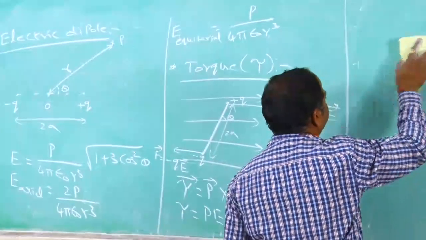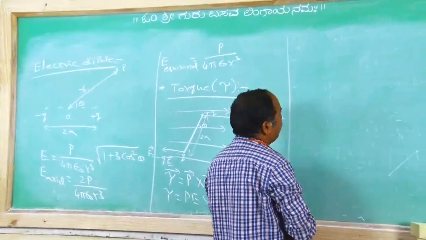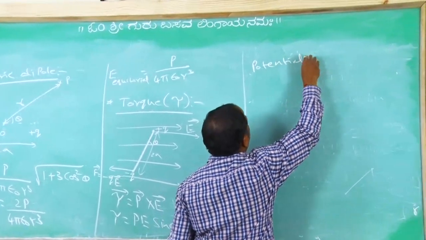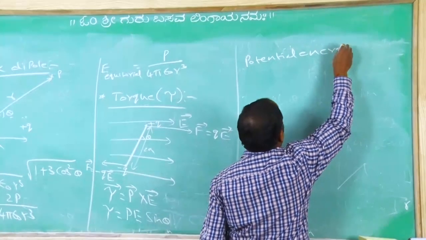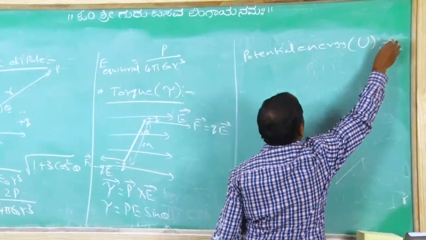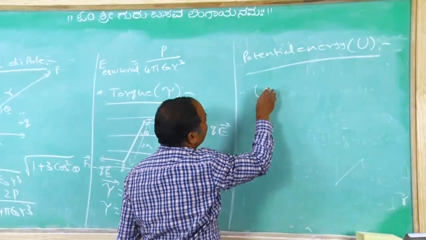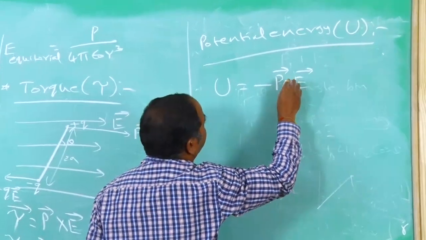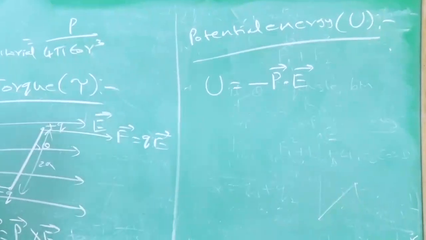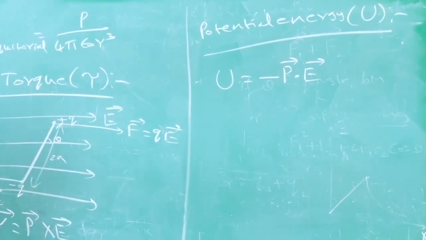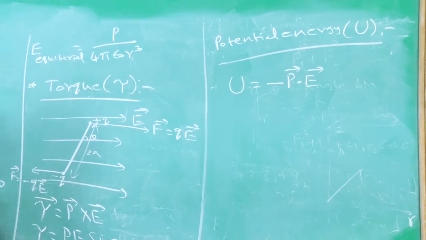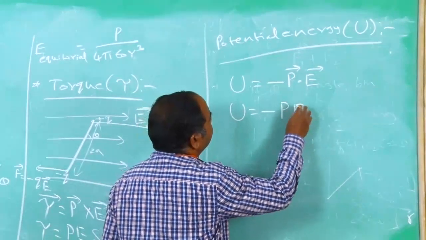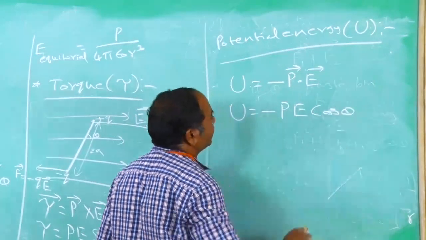Here you should remember another important one also, that is regarding potential energy. Here the potential energy is denoted by U. Here the potential energy U is equal minus P bar dot E bar. That means the dipole moment and electric field, their scalar product negative value is said to be potential energy. In other words, that may be written as U is equal minus PE cos theta.